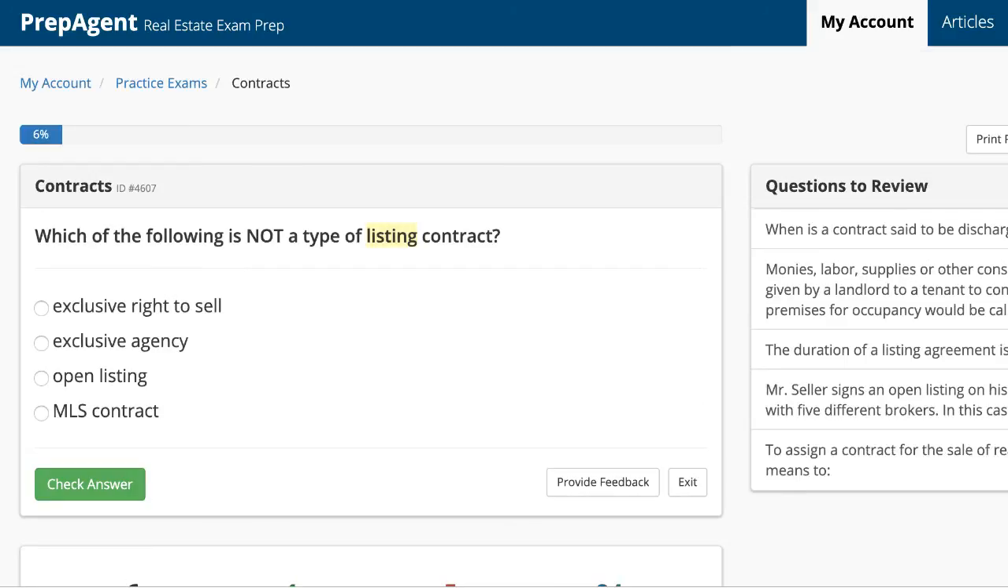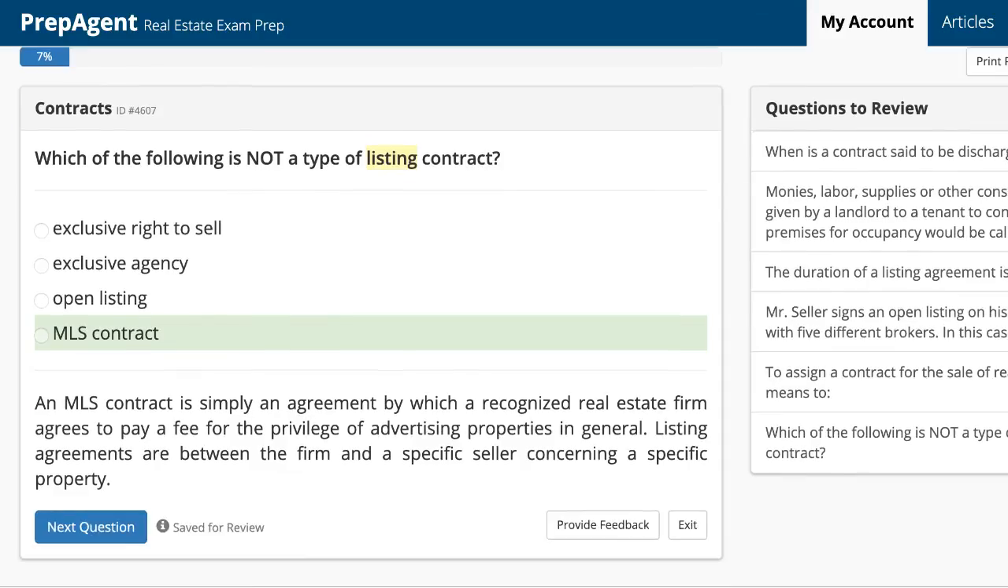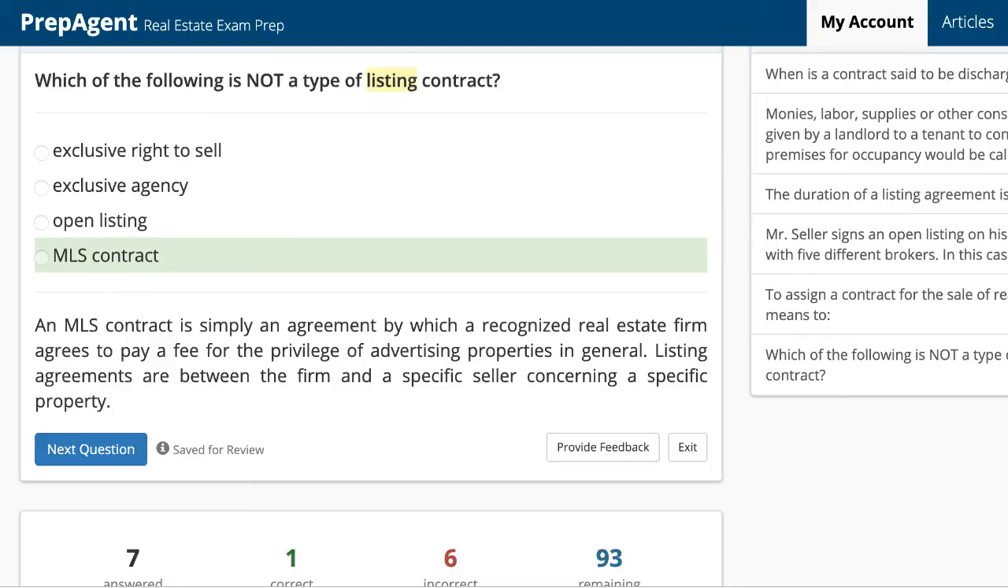Which of the following is not a type of listing contract? A, exclusive right to sell. B, exclusive agency. C, open listing. Or D, MLS contract. And they're not referring to being a professional soccer player. Ba-dum-bum. I guess it could be a professional soccer player contract. It would still be the answer. An MLS contract. The other ones are types of listings. MLS is a database of properties that are available for sale.